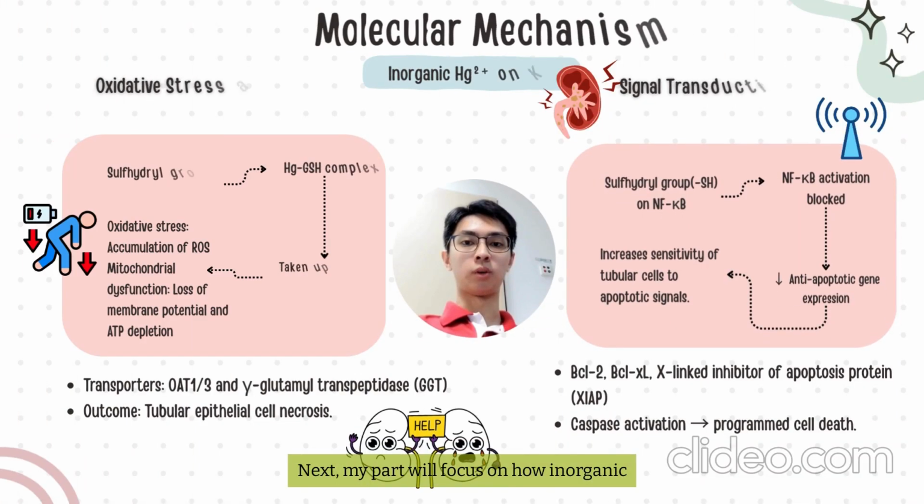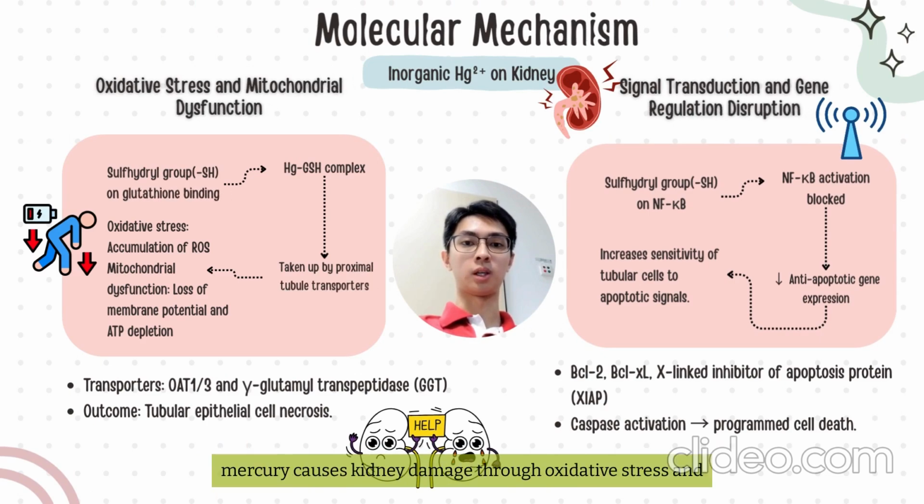Next, my part will focus on how inorganic mercury causes kidney damage through oxidative stress and disruption of signal transduction. Firstly, inorganic mercury can bind to sulfur hydride groups of antioxidants like glutathione. This reduces the antioxidant defense system, leading to an excessive buildup of reactive oxygen species. The high level of reactive oxygen species causes lipid peroxidation, DNA damage, and mitochondrial dysfunction, which together result in oxidative stress.